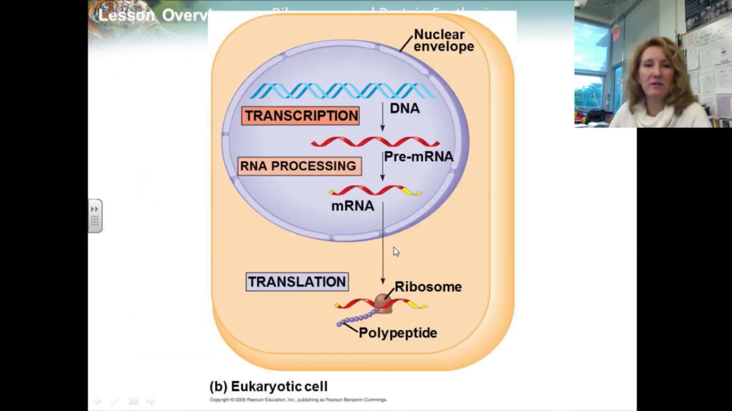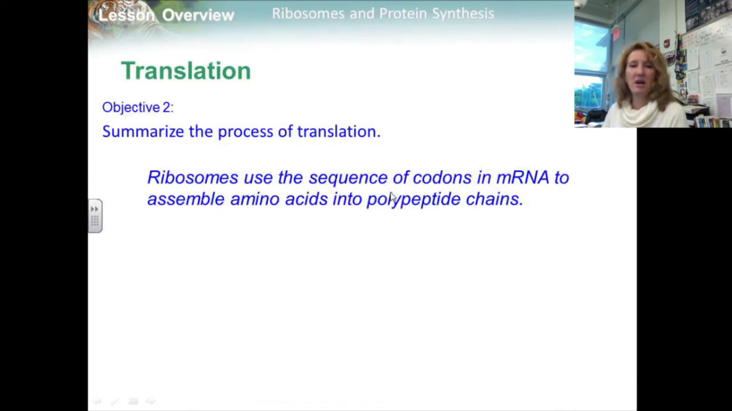So ribosomes are composed of roughly 80 proteins and 3 or 4 different rRNA molecules. These rRNA molecules help hold ribosome proteins in place and help locate the beginning of the messenger RNA message. They may even carry out the chemical reaction that joins the amino acids together. So, summarize the process of translation. Ribosomes use a sequence of codons in messenger RNA to assemble amino acids into polypeptide chains.